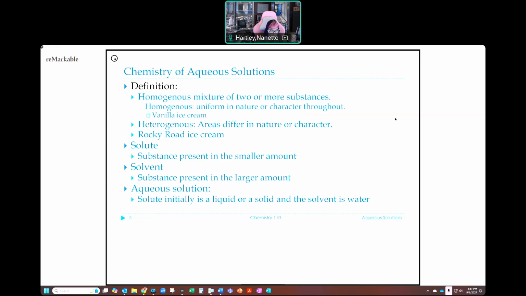An aqueous solution is a solute that is dissolved in water as the solvent. So an aqueous solution is something that's dissolved in water. Water is our solvent. Not all solutions are aqueous in nature. Not always are we dissolving things in water. Sometimes we dissolve them in other stuff.